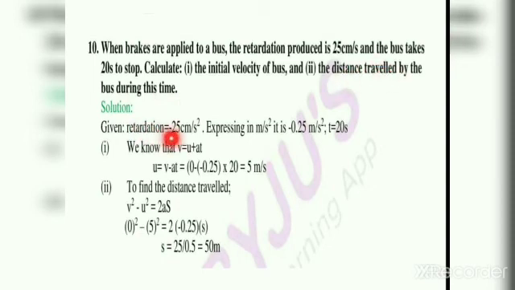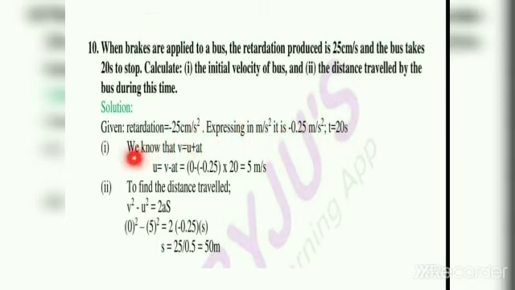So what is given? Retardation is given, that is, minus 25 centimeter per second square. When you want to express it in meter per second square, centimeter to meter, how will you convert? You will divide it by 100. So you get 0.25 meter per second square, and the time is 20 seconds. So retardation is given, that is minus 0.25 meter per second square, and time is 20 seconds. It is in centimeter, you have to convert it to meter.